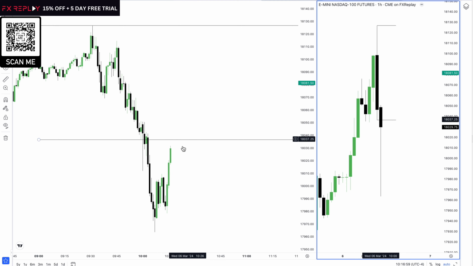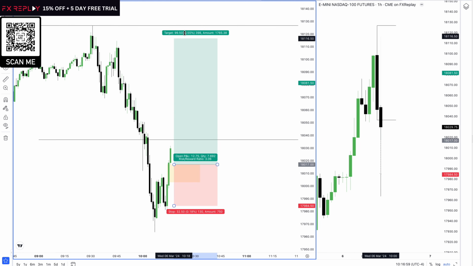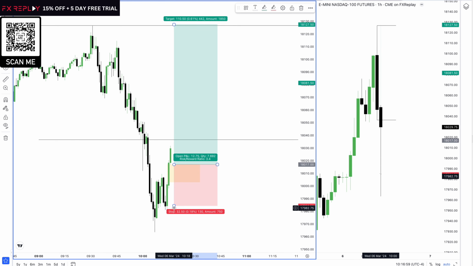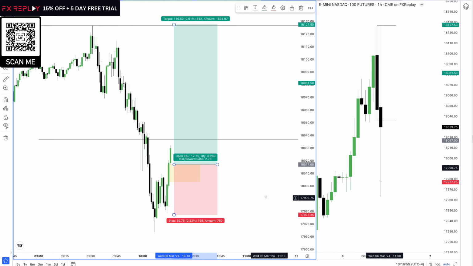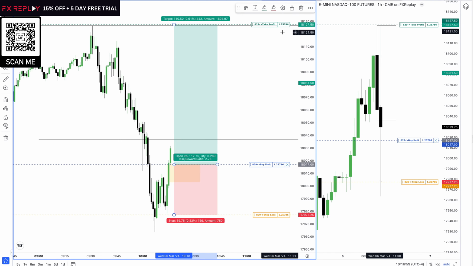And now we get displacement upwards, leaving a fair value gap, also with the breaker and the order block. I'd like to take an entry here in this fair value gap. Long here. Stop loss below the low. 1%. And let's see what price does.